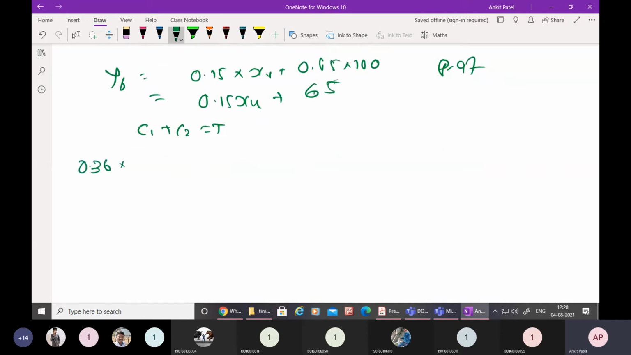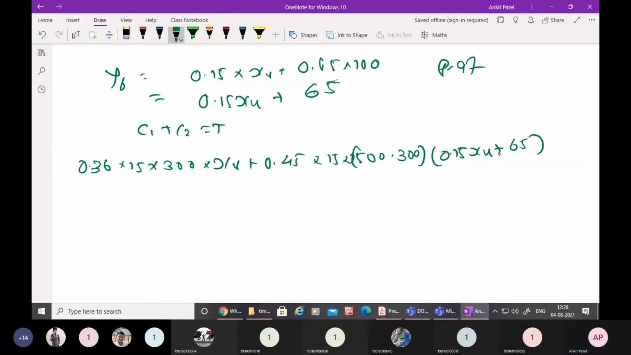So I'm going to write down 0.36, FCK is your 15, into BW is your 300, into XU that we need to find out, plus 0.446 or 0.45 into FCK is your 15, into BF minus BW, that is 1500 minus 300, into, instead of DF we need to use YF, and YF is equal to 0.15 times XU plus 65 here, and that is equal to 0.87 into Fy into AST. Fy is your 250 grade and AST is your 4310.